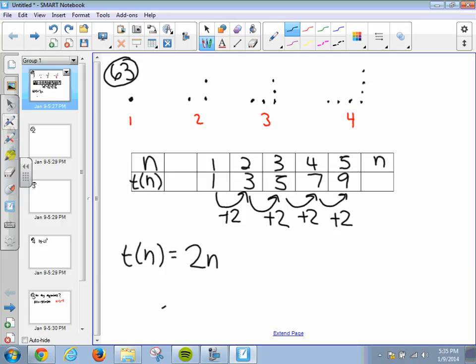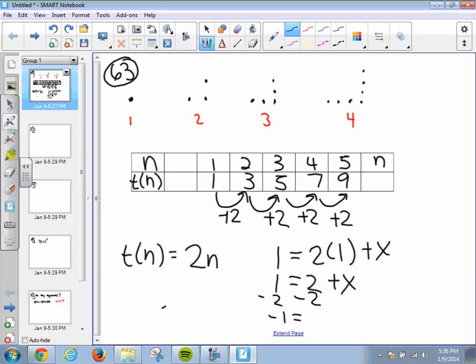Now we're not done yet because we need to figure out what's going to happen when we plug it in. Right now, if my first one is supposed to give me a 1, when I plug in 2 times 1, we have 1 is equal to 2, which doesn't work out for us. So we need to add something else in order to figure out what that value should be. I'm going to subtract 2 from both sides, and I find out that I need to have x equal to -1.